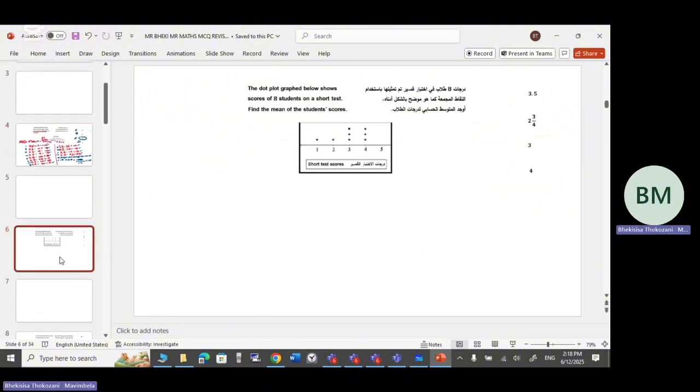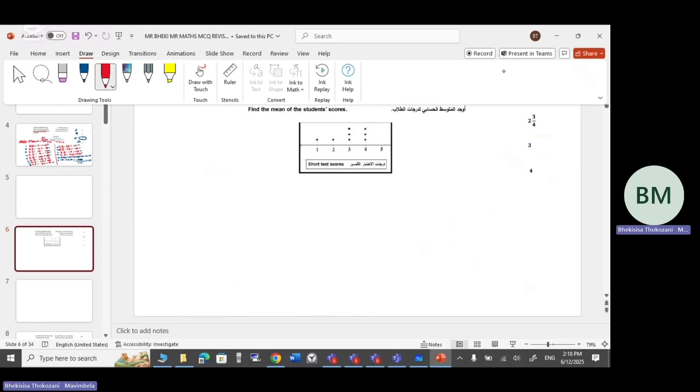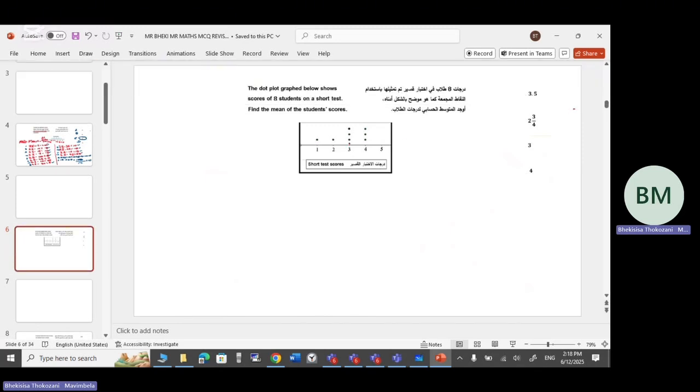Okay? Now let's look at this one here, guys. It says that the dot plot graph below shows 8 students on a short test. Find the mean. Now, guys, they want us to find the mean here. So let's see how can we find the mean if they were given this dot plot. All right. So firstly, we need to see the numbers here. So the first number is 1. The second number is 2. We're going to add all of these things here, guys. All right. We'll be adding all of these things here.